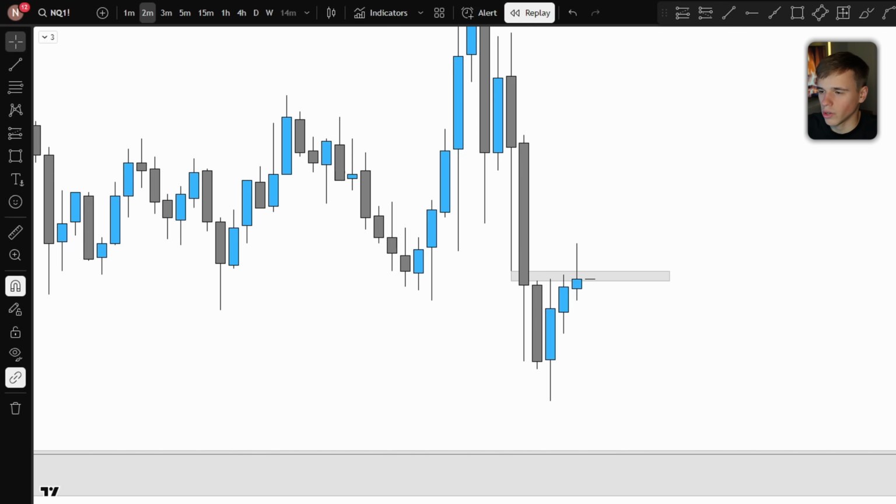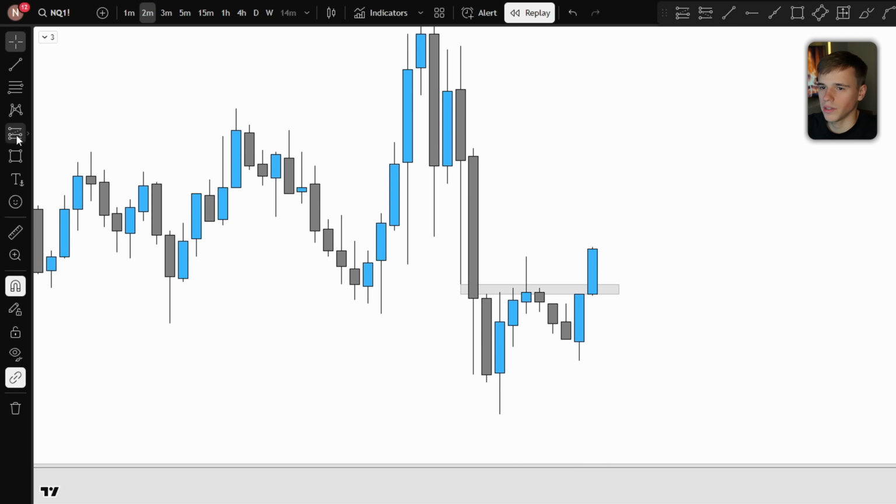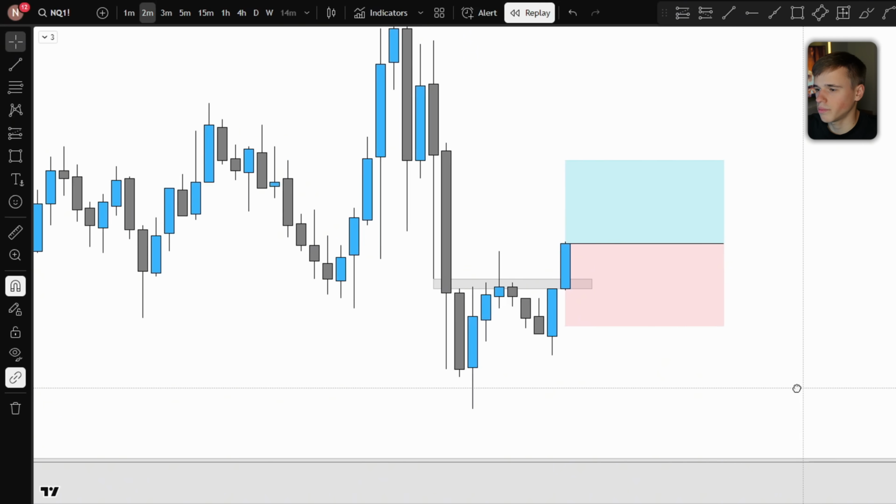So we are very close to inversing it, so it's still rejecting. Let's see what is gonna happen. Okay, and it looks like the market, yep, and there it is. So this is the inversion of the market right now.